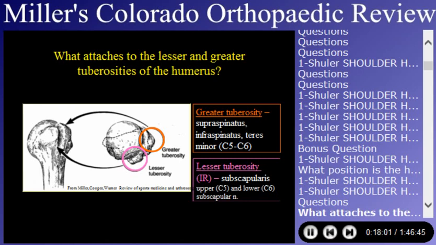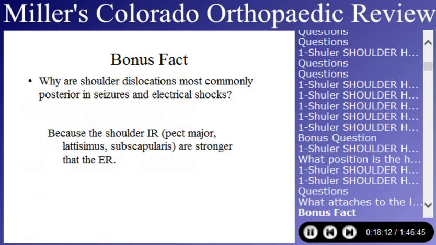One of the test questions that is ripe for this is that both the internal and external rotators that attach to these tuberosities are all innervated by C5 and C6. Okay? The other thing to mention is don't forget, one of the things they'll try to do to you, even though we call those the internal rotators, that's not all the internal rotators of the shoulder. Because think about what happens when somebody has a seizure or has electrical shock. Where is the dislocation most likely going to happen to the shoulder? Posterior, right? So the internal rotators are actually stronger than your external rotators. And that's the reason why shoulder dislocations in seizures and electrical shocks are most likely posterior. And the internal rotators are things like the pec major, the latissimus, and subscapularis.